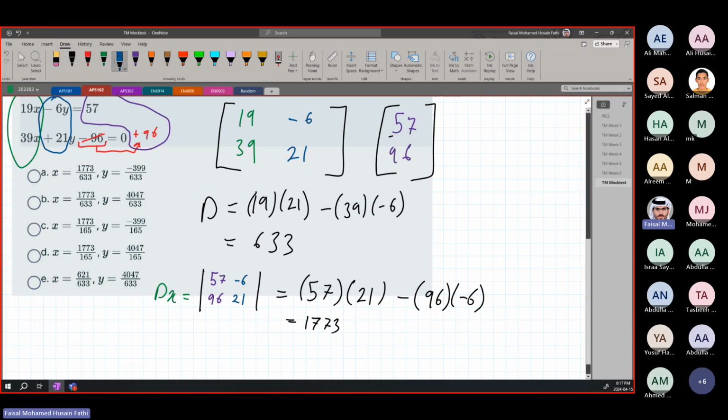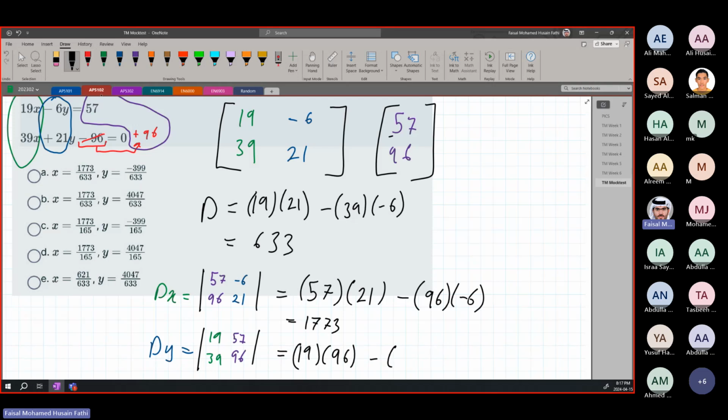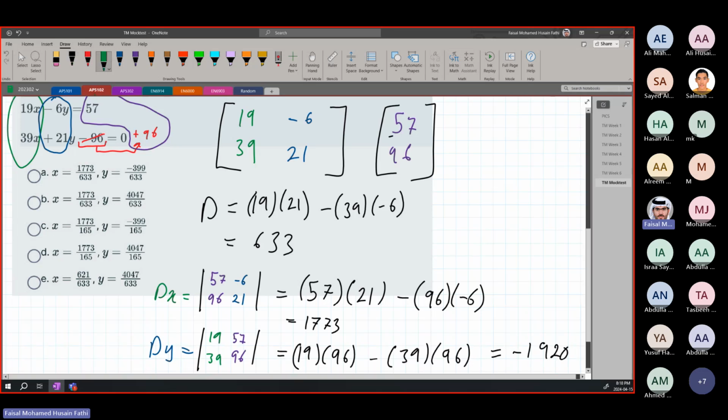For dy, you're going to do the same thing, but for the y column. The first column is just your x column, 19, 39. The second one is going to be the solution instead of the y, so 57, 96. That is 19 times 96 minus 39 times 57. Put that into your calculator and you're going to get negative 1920.